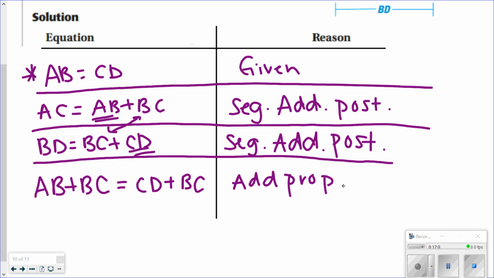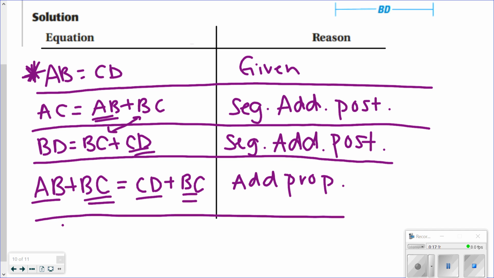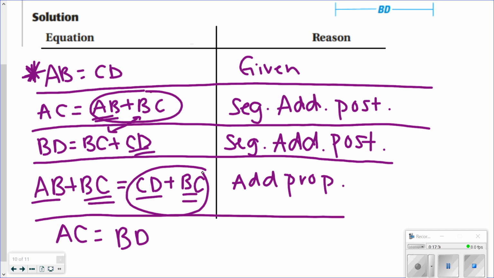All right. And I see then that I have the same statement, because once again, AB and CD from this first step, I know that those are the same. Obviously, BC and BC are the same. So therefore, I just proved that AC, which is made up of AB plus BC, is equal to BD, which is equal to CD plus BC. And why? Substitution property.